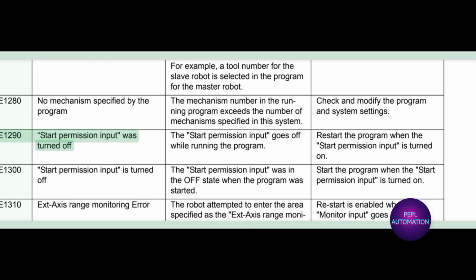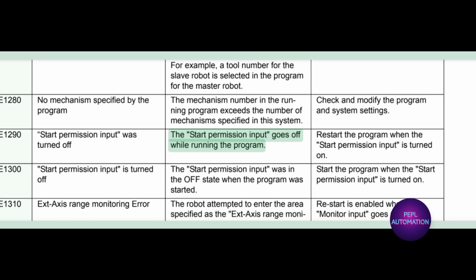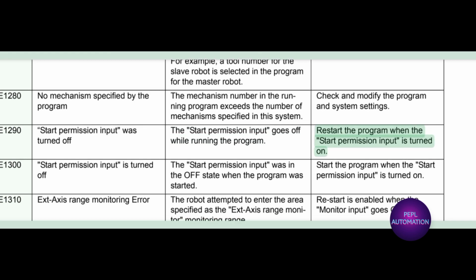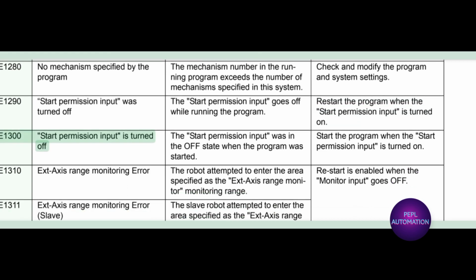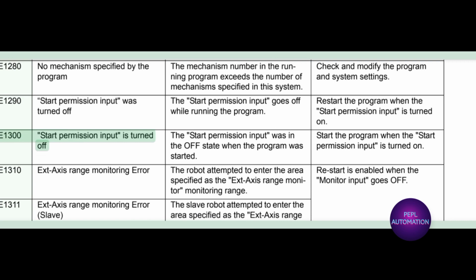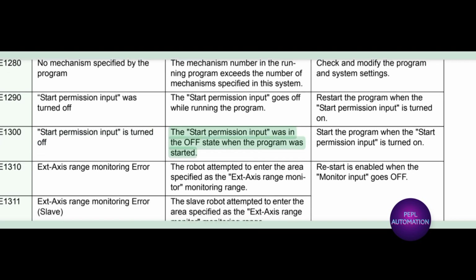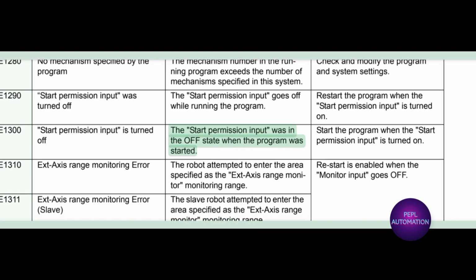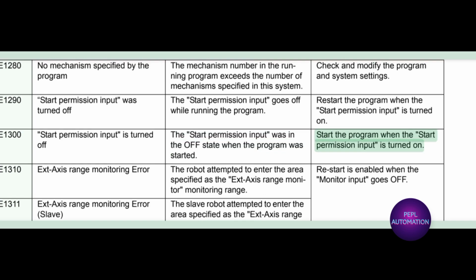E1290, start permission input was turned off. The start permission input goes off while running the program. Restart the program when the start permission input is turned on. E1300, start permission input is turned off. The start permission input was in the off state when the program was started. Start the program when the start permission input is turned on.